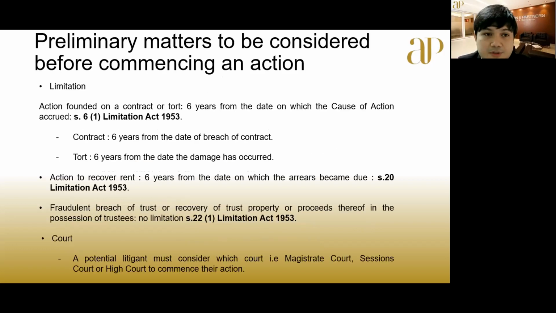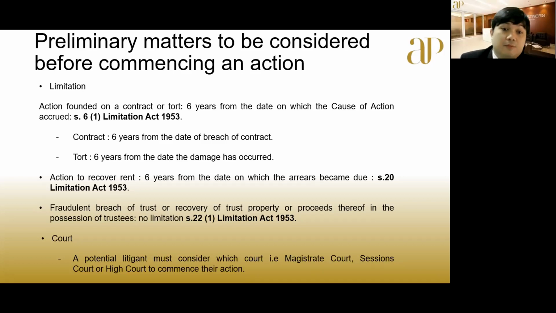Okay, the most important thing is limitation, because limitation basically is how long from the date the breach occurred you can sue. So, for example, actions founded on a contract or tort, basically you have 6 years to sue from the date on which the cause of action accrued. That is under section 6.1 of the Limitation Act 1953.